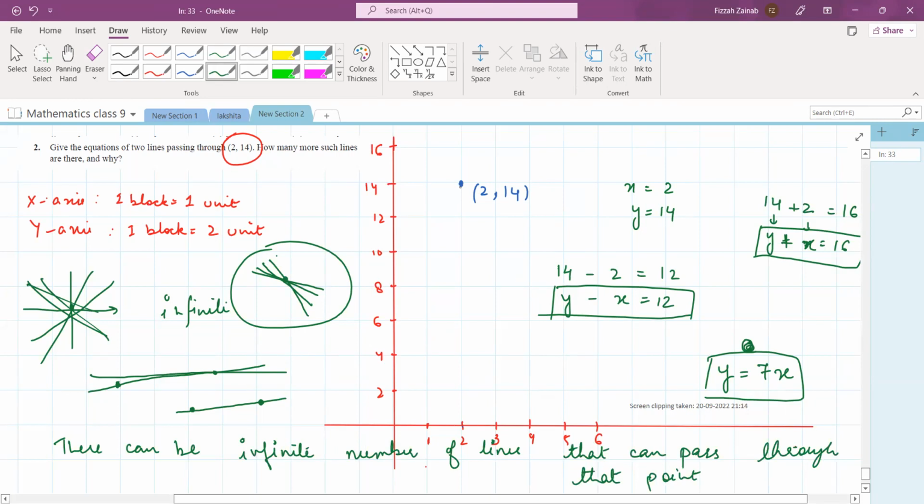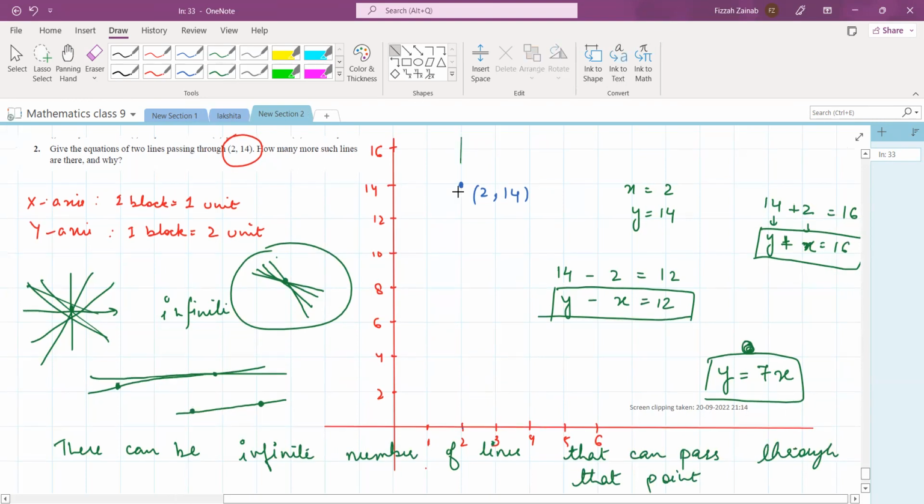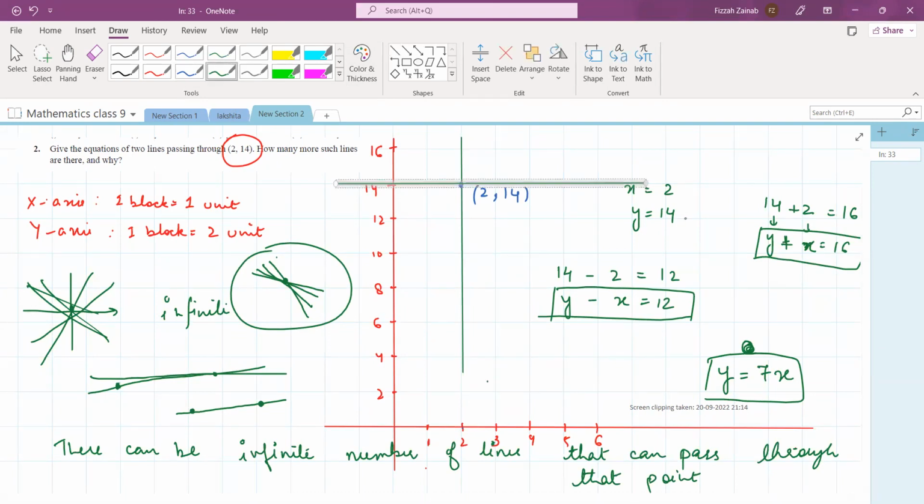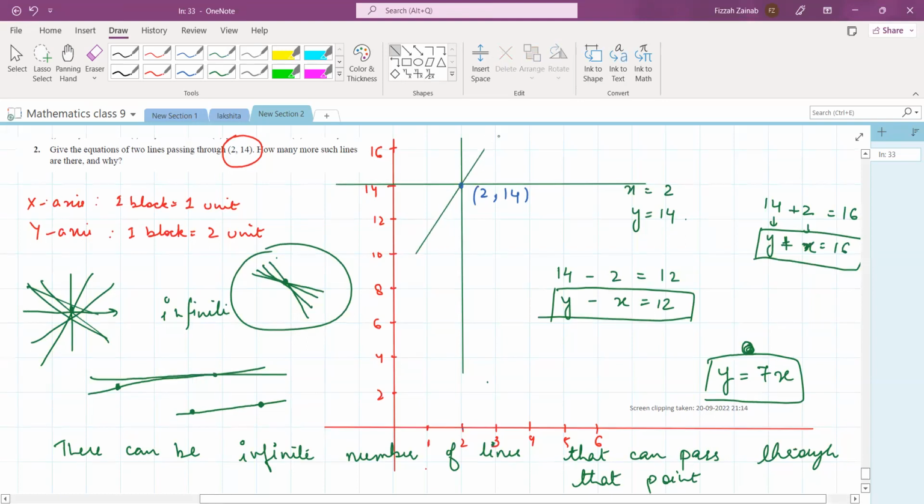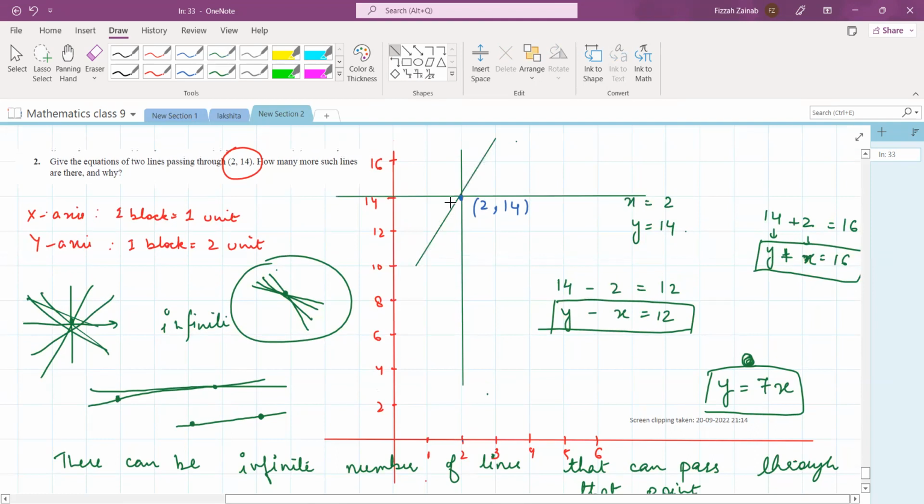And obviously some lines you have to show as well here. So you can show one line like this, which is passing through it. And you can show one more, another line which is passing through this point. Then at least some you can show, this is another line which is passing, and this is another line which is passing. So 4 or 5 lines at least you can show.